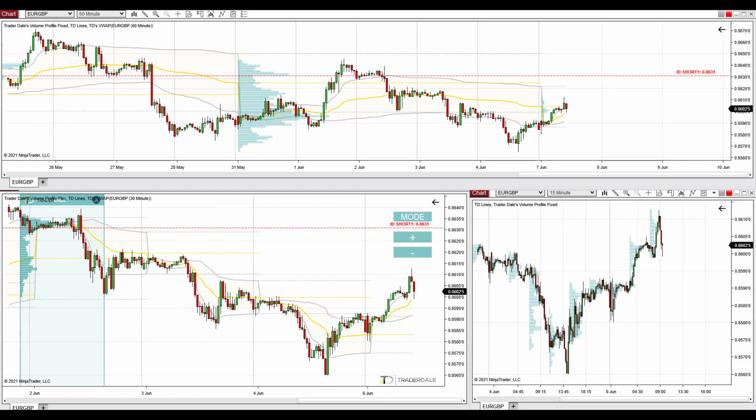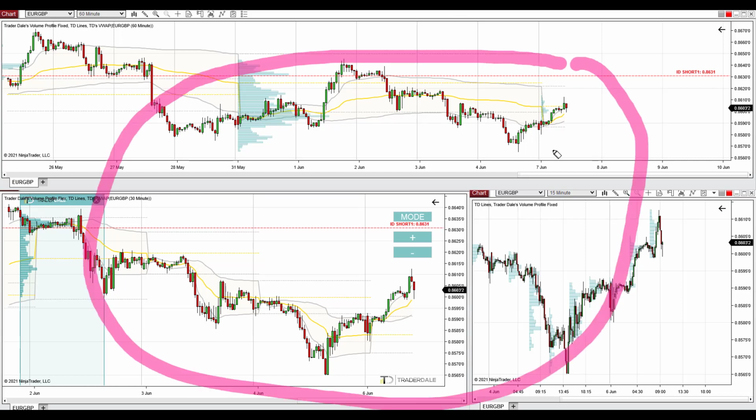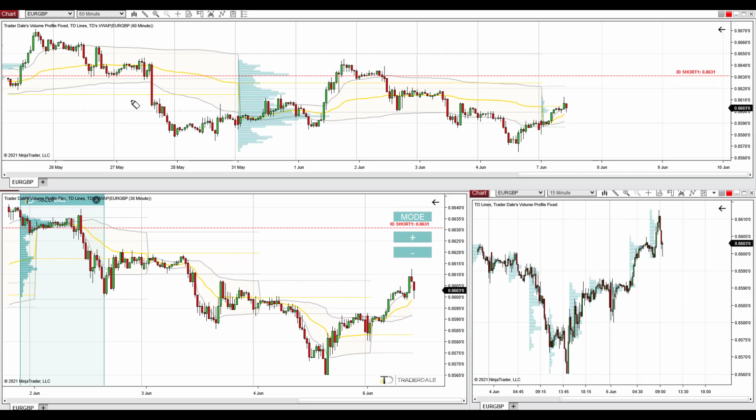The first one is on the Euro British Pound. All those charts you see, those three charts on the screen, show the Euro British Pound. They are linked, so they always show the same trading instrument. The chart at the top is a 60-minute chart where I have my weekly volume profiles, which show how the volumes were distributed throughout the whole week.